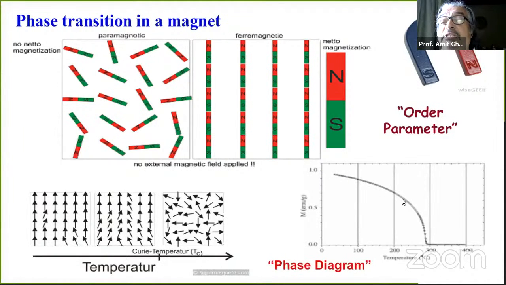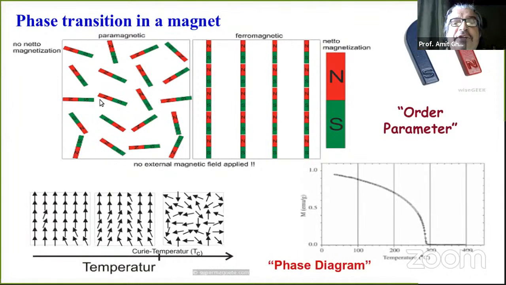With increasing temperature, it comes down. It remains ferromagnetic all the way up to this point, and beyond this point it becomes paramagnetic. Because they become random, there is no order anymore. And that temperature is called the Curie temperature for a ferromagnet to paramagnet phase transition. So this is called ferromagnet, and the other one is paramagnet.